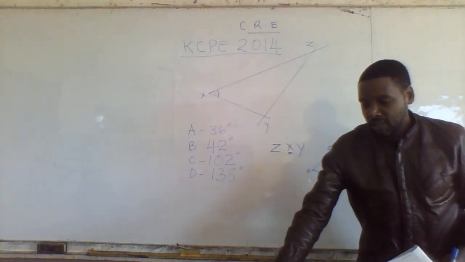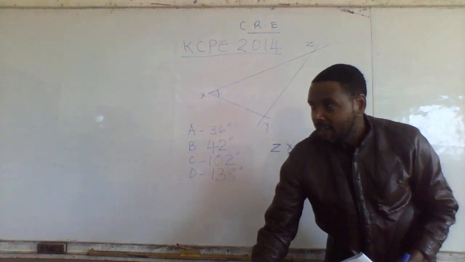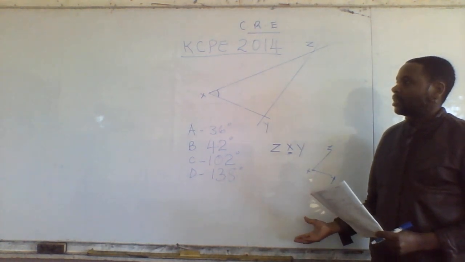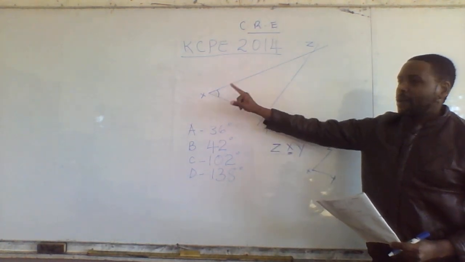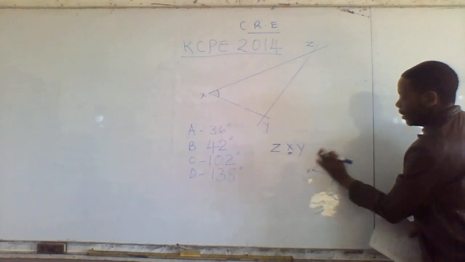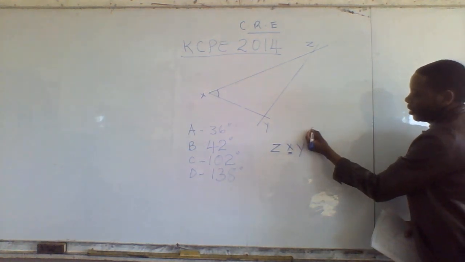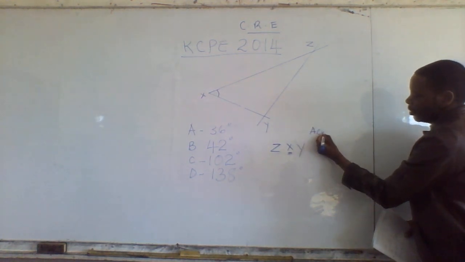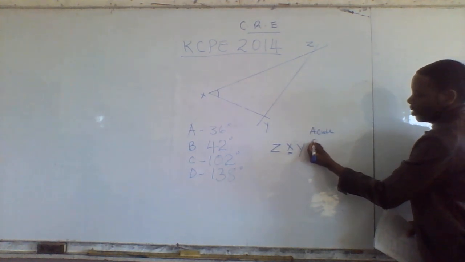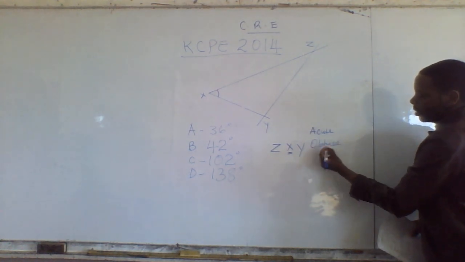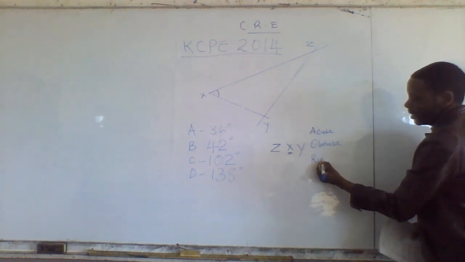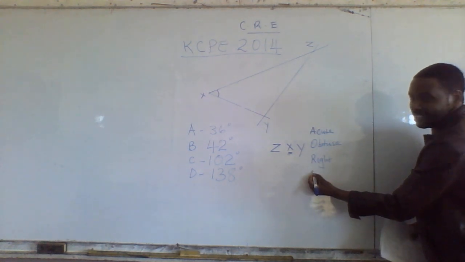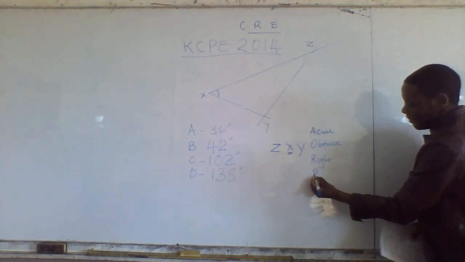We don't just take our protractor now. Again, we make another judgment. What type of angle are you about to measure? I write the types of angles that we know. There is acute, which is the smallest. There is obtuse. There is right. And then there is reflex.